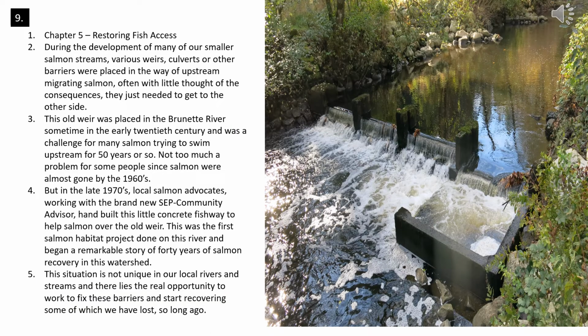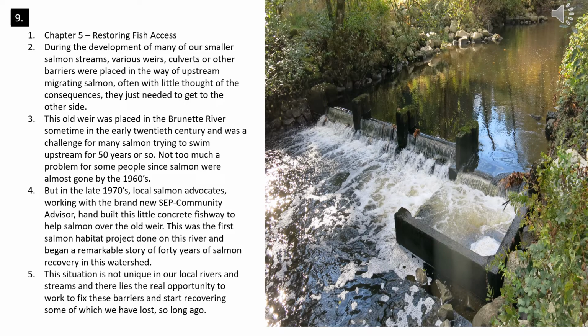So let's talk a little bit about chapter 5, restoring fish access, just as an example. During the development of many of our smaller salmon streams, various culverts, weirs, or other barriers were placed in the way of upstream migrating salmon, often with little thought of the consequences. They just needed to get to the other side.